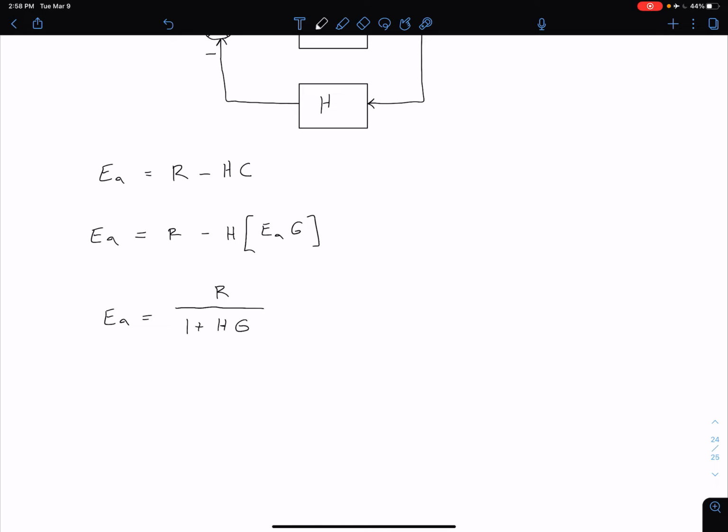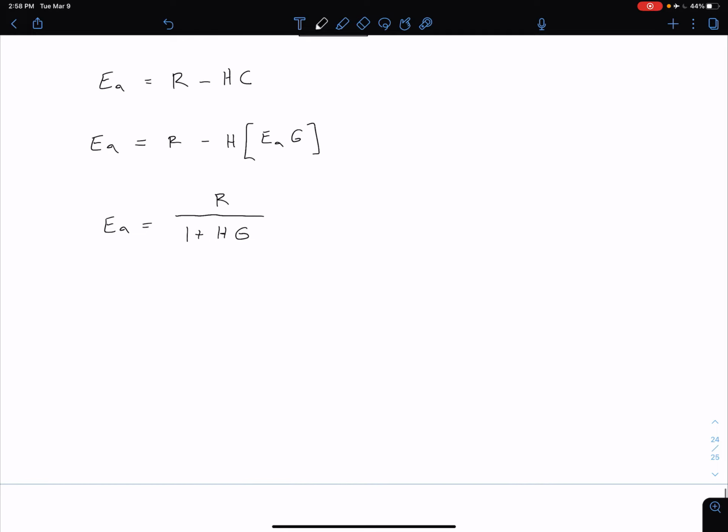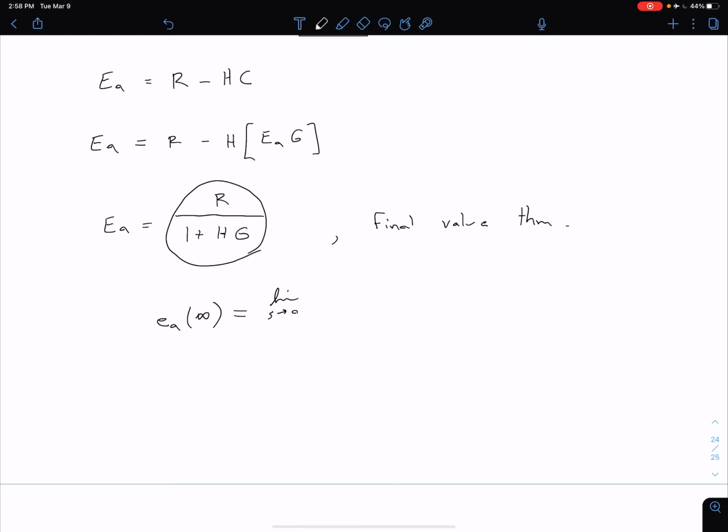And so again, this is a similar form to what we saw previously when we were considering our unity feedback systems. And just like with our unity feedback systems, we don't really want to take the inverse Laplace transform because that can get messy. So instead we're going to use our final value theorem. With our final value theorem, we can then say the actuating signal steady state error, so E_A as t goes to infinity, is equal to the limit as s goes to 0 of s times our E_A, and our E_A is given by this here.